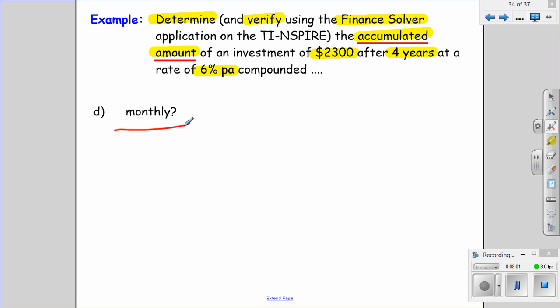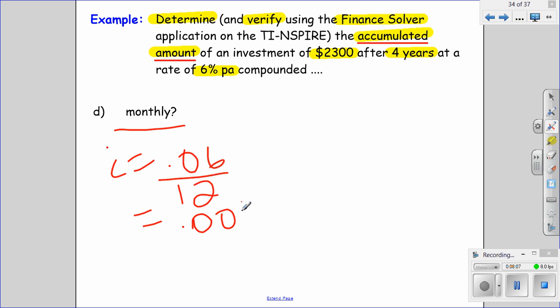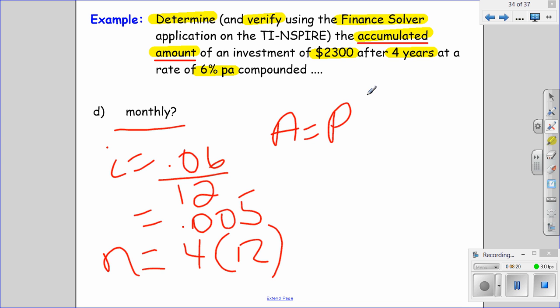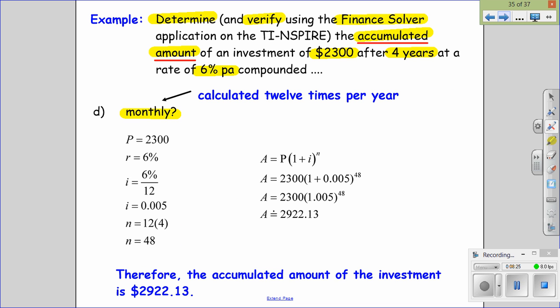Last one, monthly. What's going to change here now? i is 0.06 divided by 12, so 0.005. n is 4 years, 12 times a year. So now we substitute all of that in our handy dandy formula and we get out our handy dandy calculators. And you end up with $2,922.13.